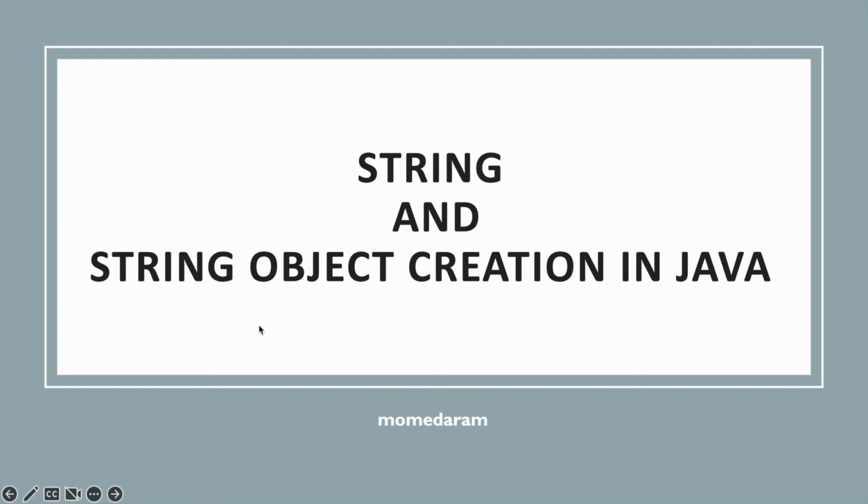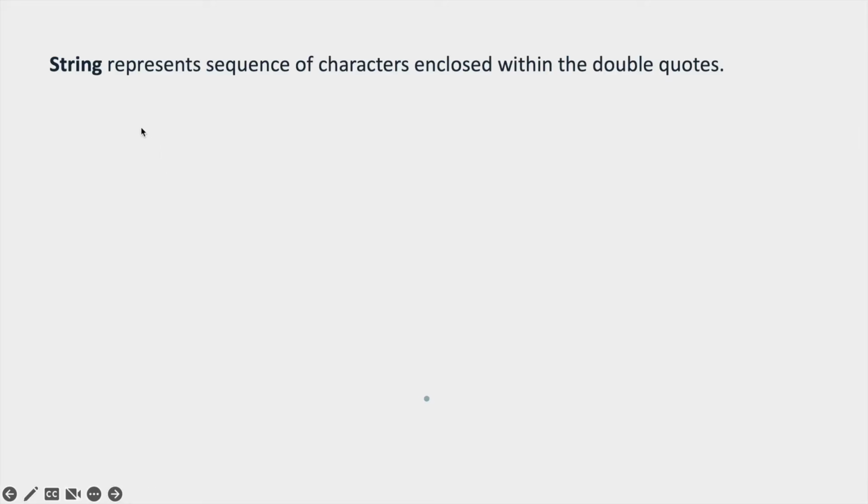Welcome to Momedaram. In this video, we will see what is a string and how many ways we can create string objects in Java. String represents a sequence of characters enclosed within double quotes. String is nothing but if you represent any value with double quotes, that we can say is a string.